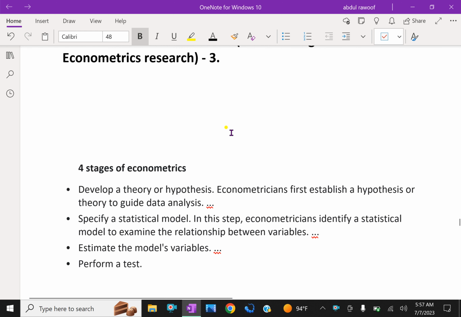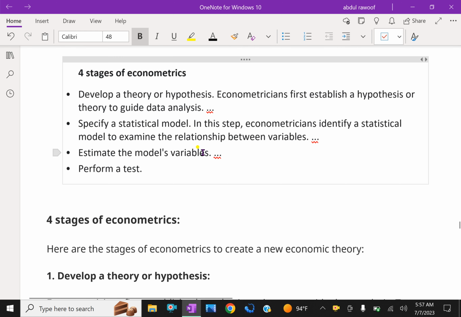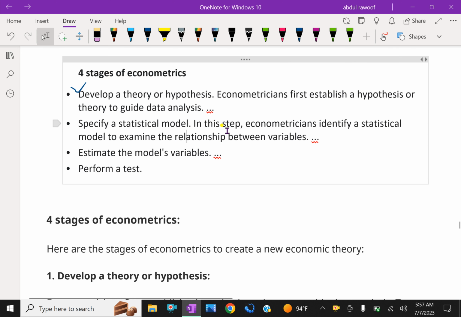There are mainly four stages of econometrics. First, develop a theory or hypothesis. Econometricians first establish a hypothesis or theory to guide data analysis. That means before data analysis, there should be a theory or hypothesis.